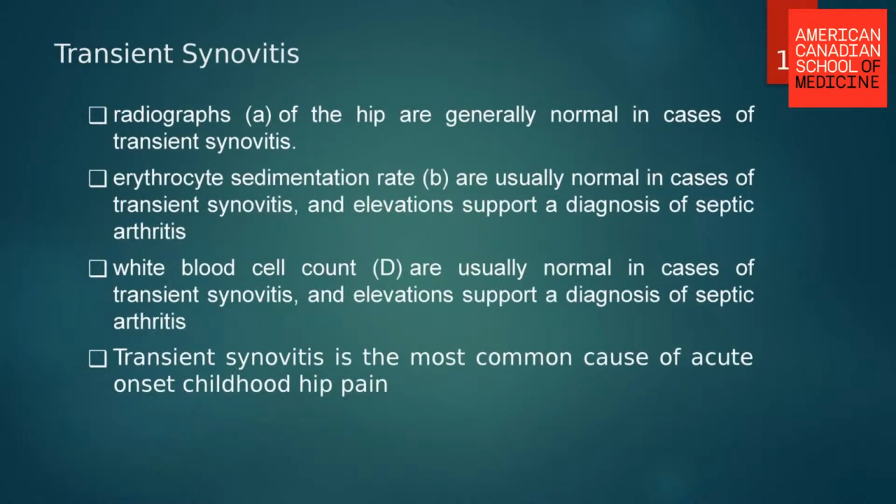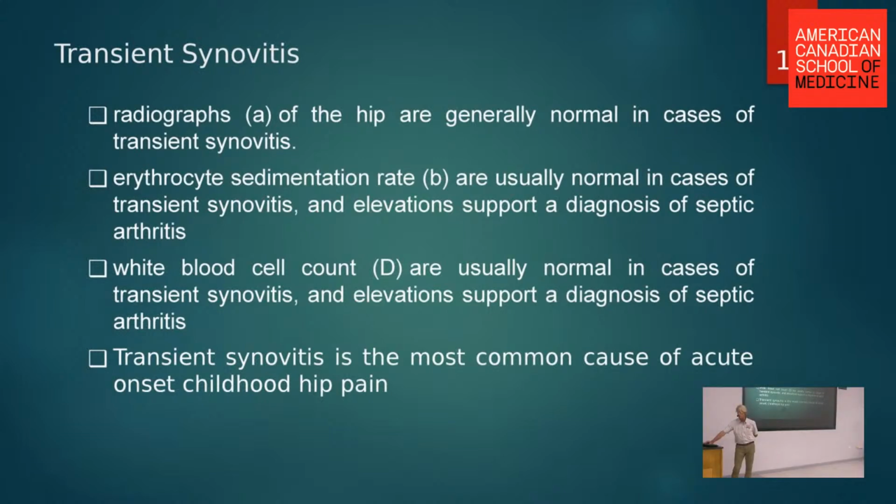Pretty much what we just talked about here. So no x-rays necessary. SED rate's usually going to be normal. White blood cell count, if you do one, should be pretty normal. And most common cause of acute onset childhood hip pain.